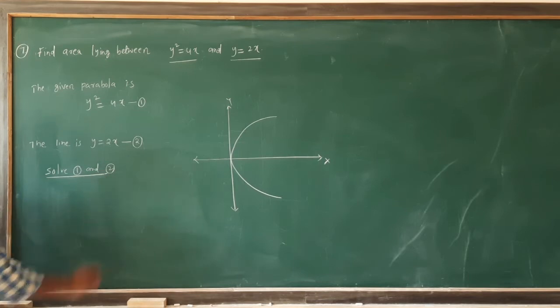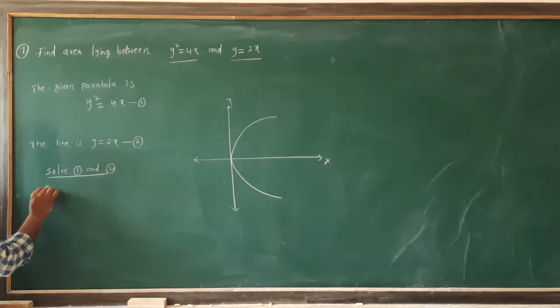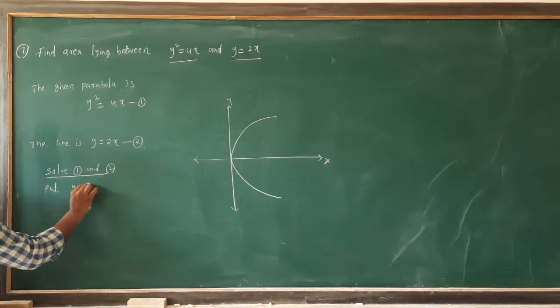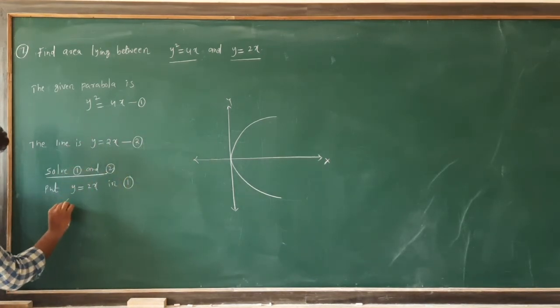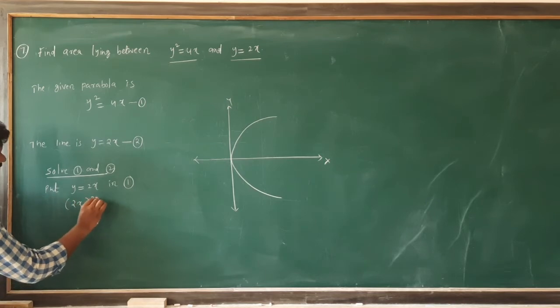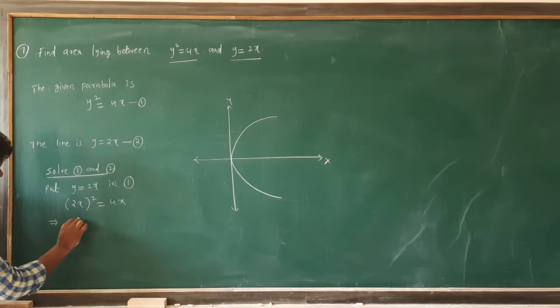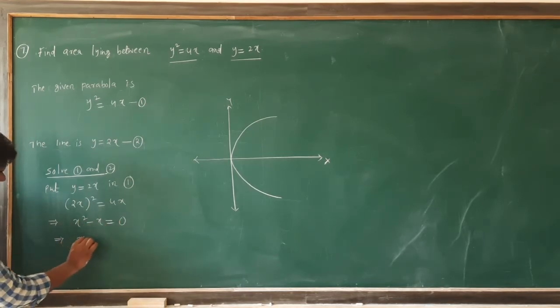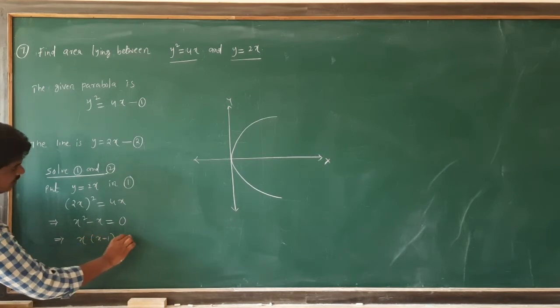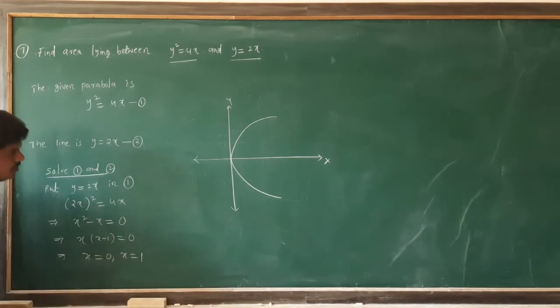There are many methods. Here in the place of y, put 2x, put y equals 2x in 1. Now watch, 2x whole square is equals to 4x. Here 4 cancels. What remains is x square minus x equals 0. By taking x common, x into x minus 1, the values of x are 0 and 1.